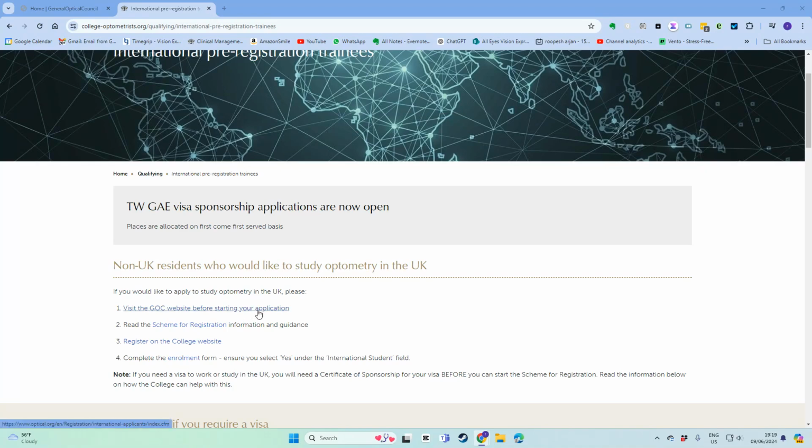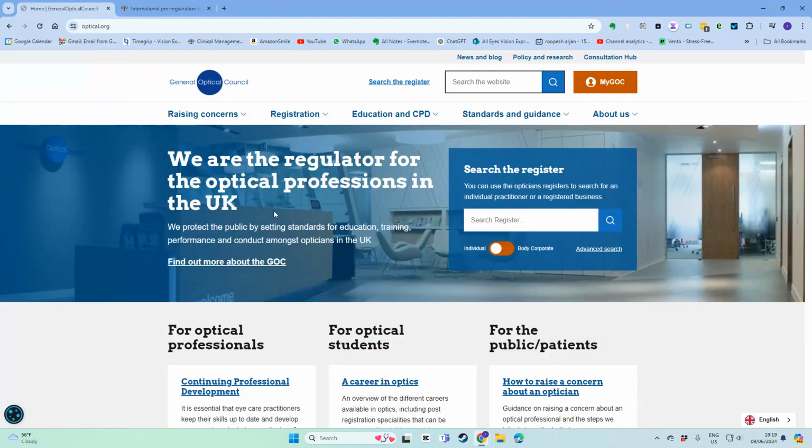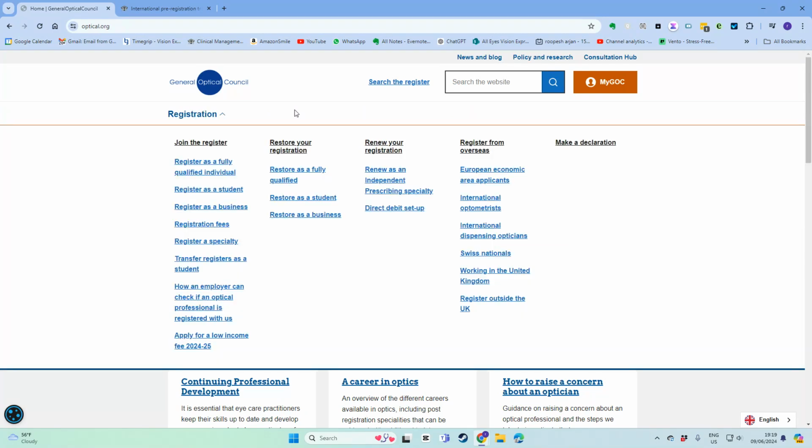Now, the GOC is the General Optical Council, and they are the ones that register optometrists in the UK. So when you go to registration, you click the registration button and you go to this register from overseas. And if you're from the European Economic Area, then that's one, and international is the other. And then you've got one for international dispensing opticians.